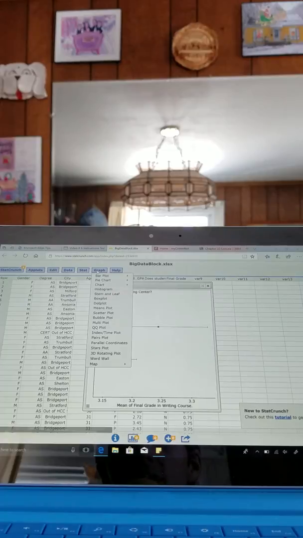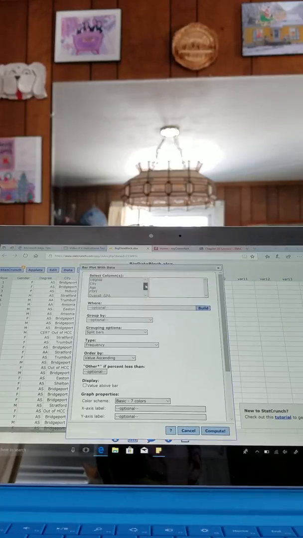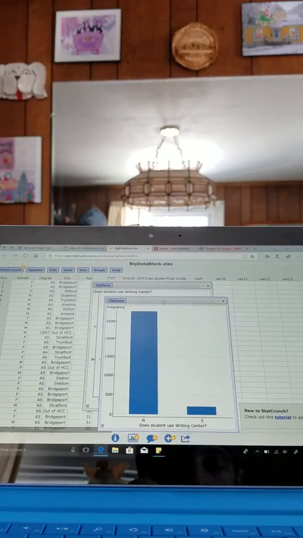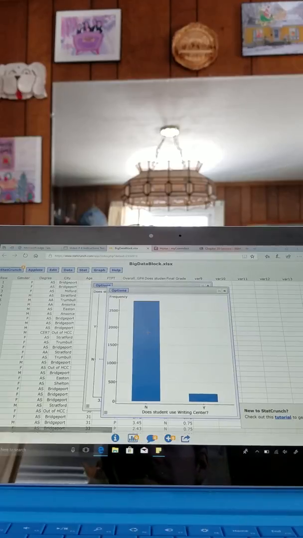So now that we have that, we're going to come back into our graph, and we want to find out how many students are in each of these groups. So we're going to go to bar plot with data, and we're going to select the column does student use writing center. And now that we have that plugged in, we can hit compute again, and here's our bar graph that tells us that 2,796 students say no, they do not use the writing center, while 206 students say yes, they do use the writing center.